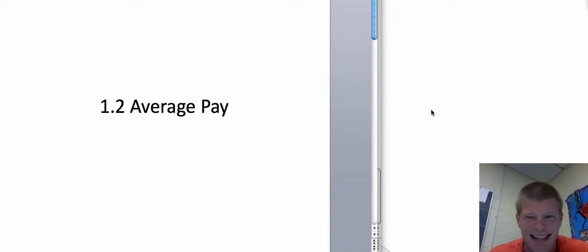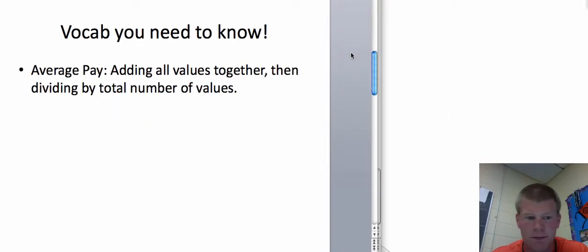All right, ladies and gentlemen, this second section of Business Net Math from Chapter 1 deals with a thing called average pay. When we talk about average pay, here's the definition that we're looking at: adding all the values together, then dividing by the total number of values. Hopefully you've been doing averages for quite a long time, so this shouldn't be too terrible for you. But there will be some difficult and challenging questions that we'll go over here in a second.